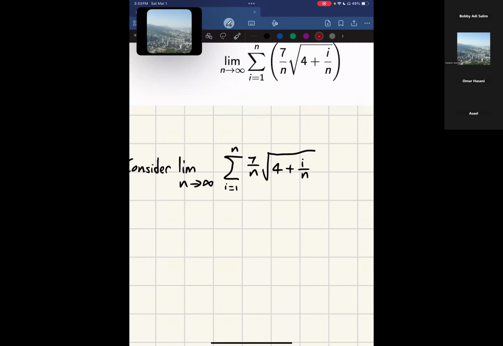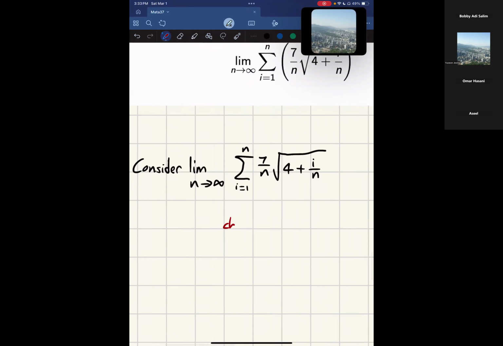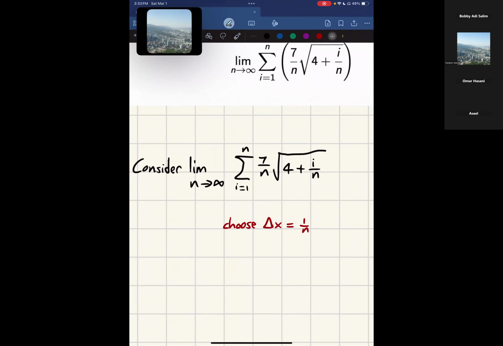1 over what? Yeah, so 1 over n. I think what you meant was the length of 1. But yeah, so 1 over n. So we're going to choose delta x to be 1 over n. And immediately when we choose delta x, what does this tell us about something else? Does this give us any more hints about anything else?